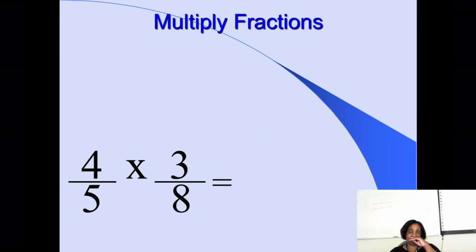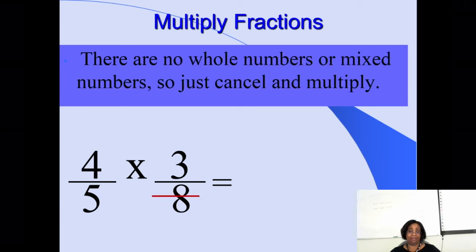What would this be? I don't need to do anything improper. So what would that be? What can I cancel? The 4 and the 8. I take a top and a bottom by the same factor. So 4 will go into both 4 and 8. So 4 goes into 4, and 4 goes into 8. Can I cancel anything else? No. So what would that give me as my answer? 3/10. Okay. Don't you guys like them when they're easy like this? You don't even have to make anything improper.